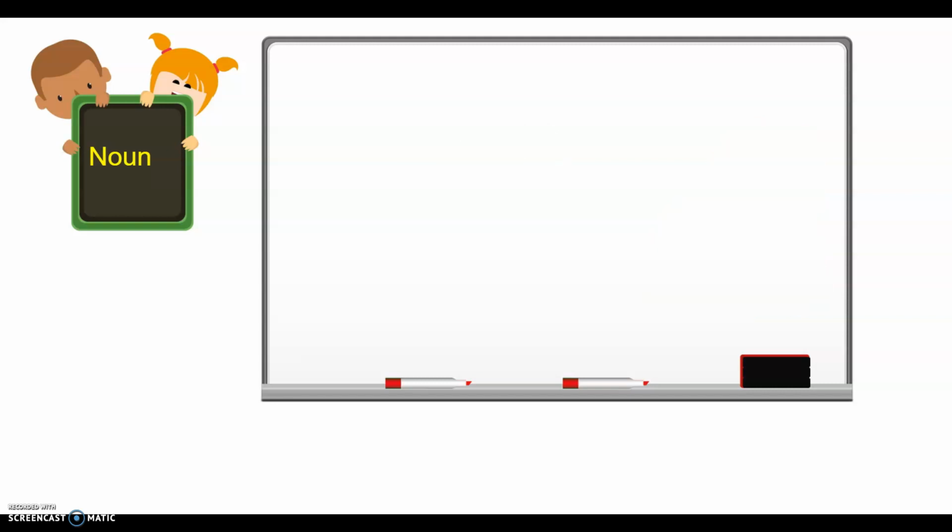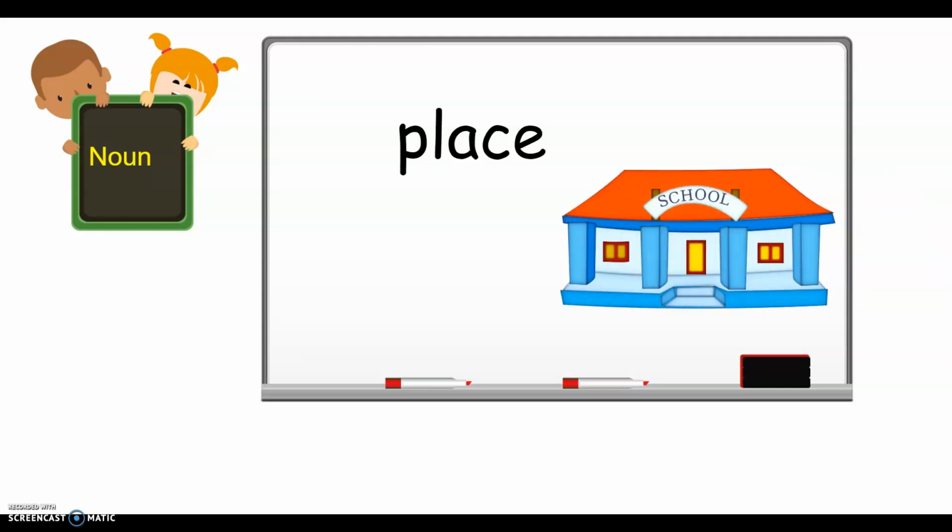Let's see the second one. Nouns are words that are used to name a place. Like what? Like the school. Very good. Un lugar. Like school. O podemos decir salón, classroom. Like a mall. Like a park. A house. Very good. Let's see the next one.